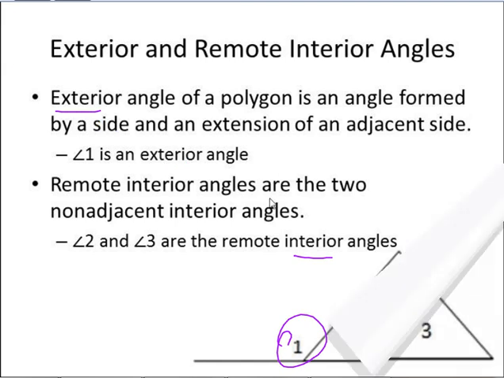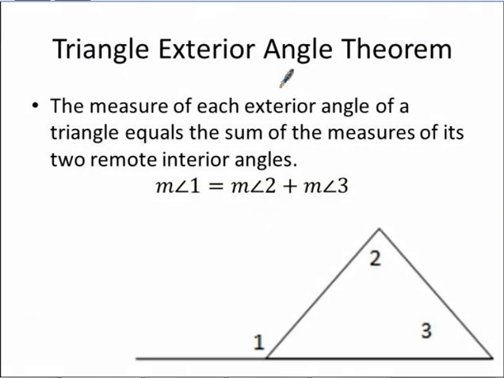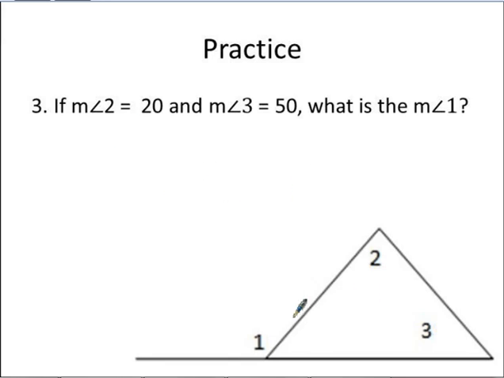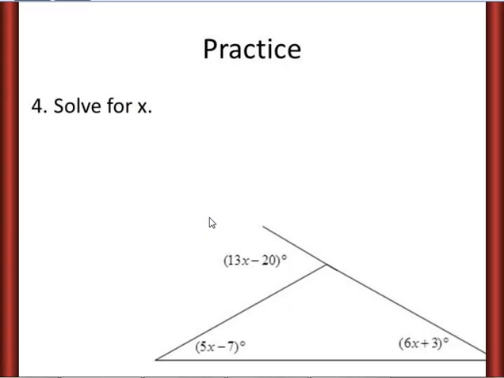So here's what we can do with that information. The triangle exterior angle theorem says that the measure of each exterior angle of a triangle equals the sum of the measures of its two remote interior angles. So really it's just this angle equals this plus this. That's all it is. This is just a fact that you need to remember so that you can apply it when we have a problem like this. If the measure of angle 2 is 20 and the measure of angle 3 is 50, without doing any other math, we know that the measure of angle 1 is 70. Very good. So we just add the remote interiors to get the exterior.